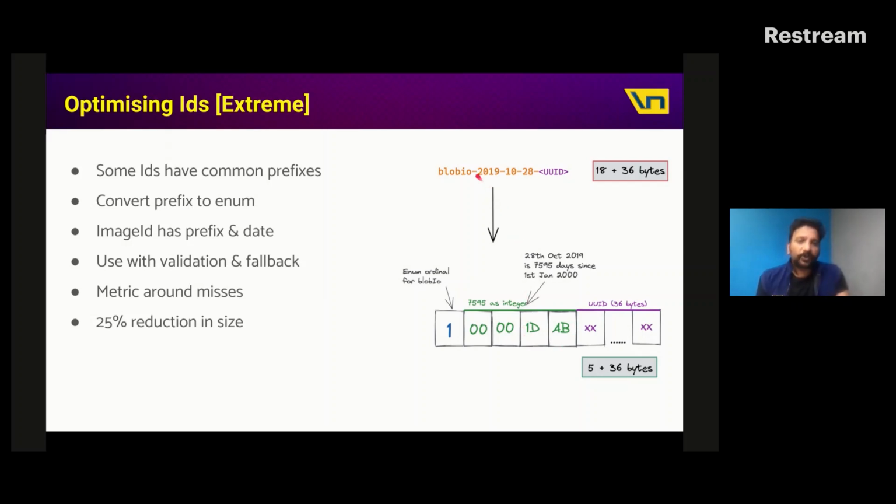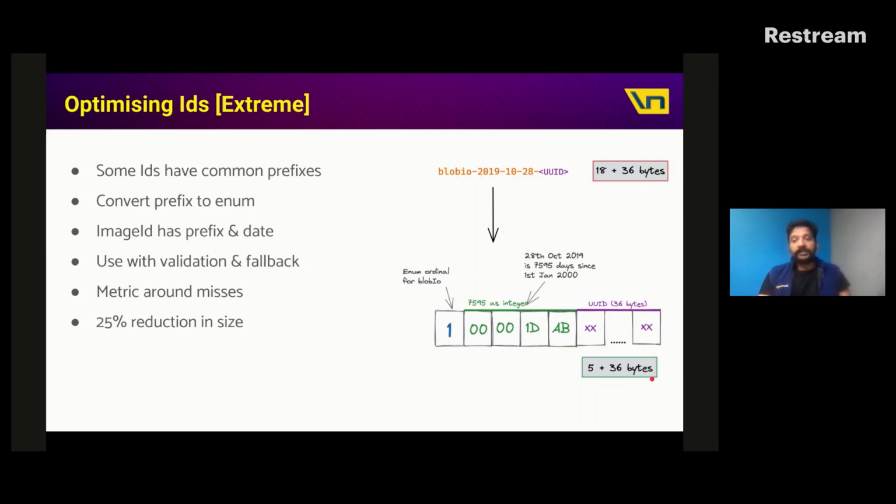So instead of storing 4 plus 4 plus 10 bytes, we only store 2 bytes of data to store this. Right? Now comes the UUID. So whatever ID was there, which was 18 characters, which was blob IO, the date, plus 36 bytes of UUID, now becomes 5 bytes plus 36 bytes.